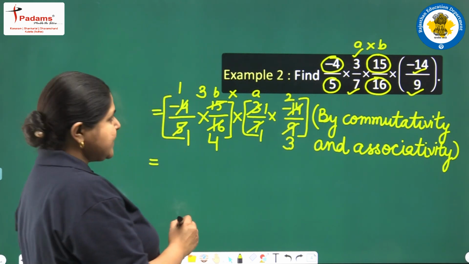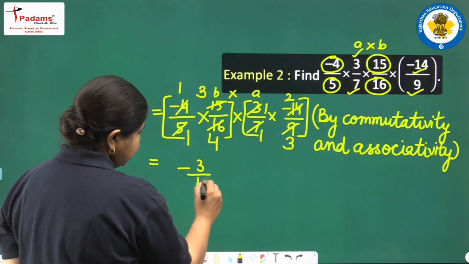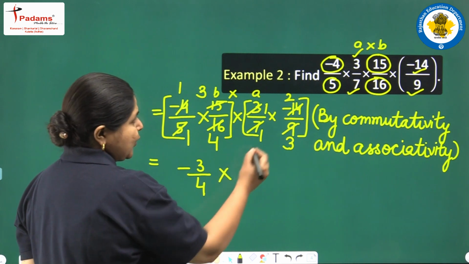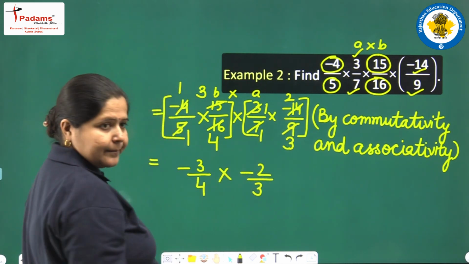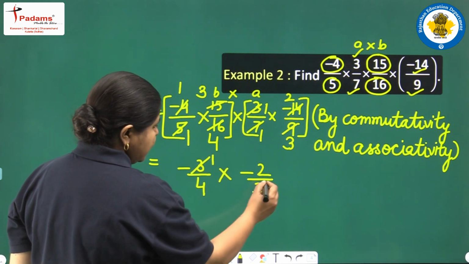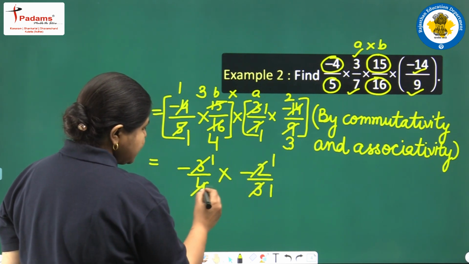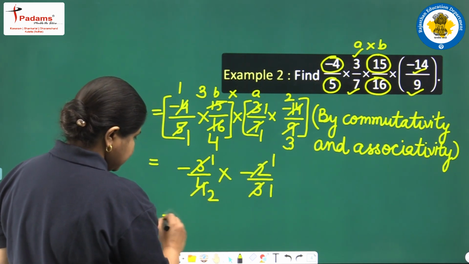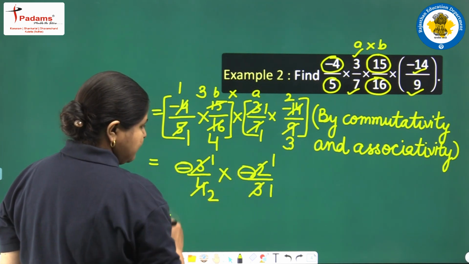What are we left with? Minus 3 upon 4 into minus 2 upon 3. Again we can cut the numbers. 3 ones are 3, 3 ones are 3, 2 ones are 2 and 2 2s are 4. This will give us minus and minus will get plus.